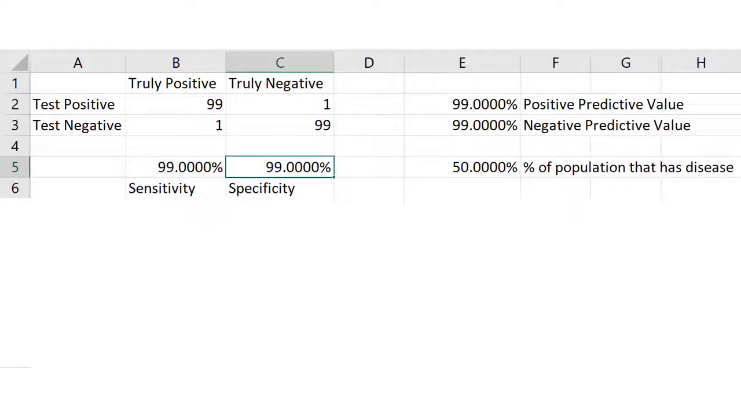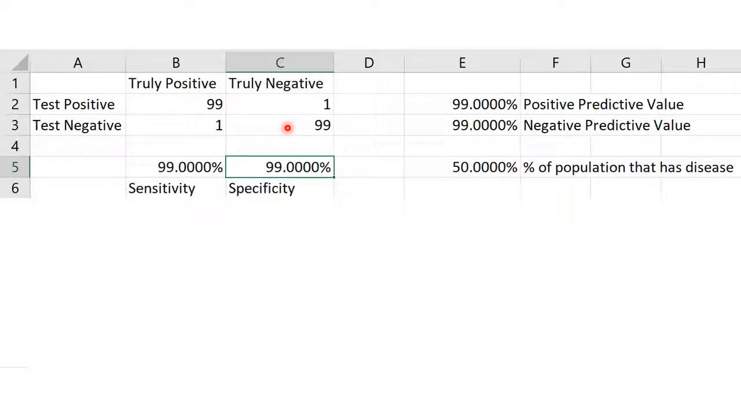Now, something that is in some way similar but not the same thing is positive and negative predictive values. Whereas sensitivity and specificity say you have the disease, what might you get from your test? The predictive values say you have this test result, what are the chances that you actually have the disease? And so in this case, out of the 100 people going this way who had a positive test, 99% of the people actually had the disease, and so we also have a 99% positive predictive value.